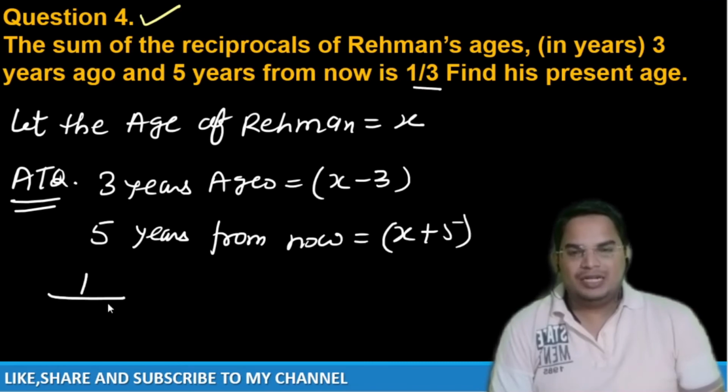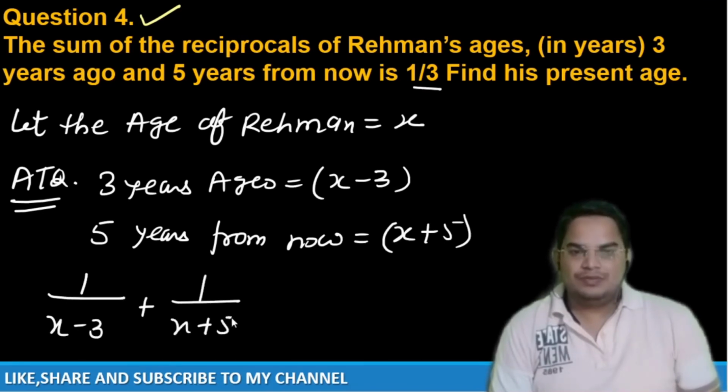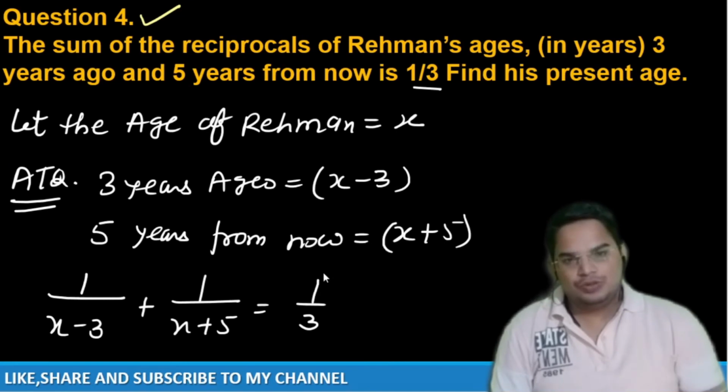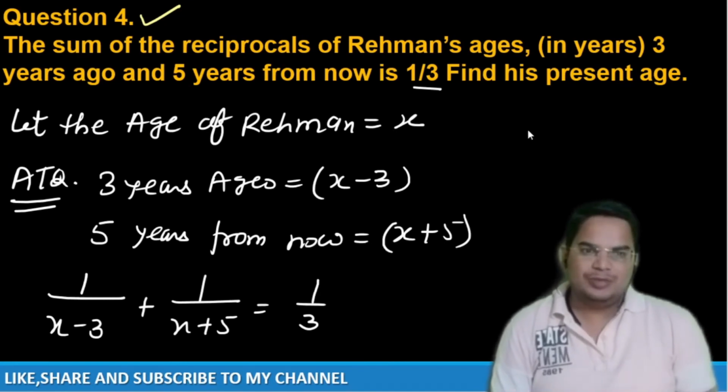So how I will write? I will write like this, 1 upon x minus 3 plus 1 upon x plus 5 is equal to 1 upon 3. ठीक है, correct. So I have got my equation. Now I am going to do the simplification. Simplification करते हैं, देखते हैं क्या मिलेगा हमको.